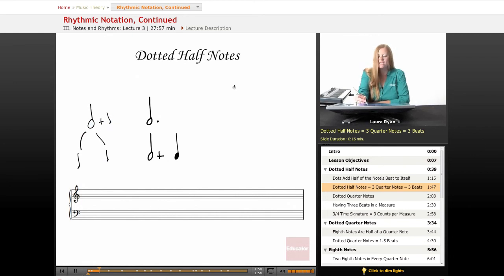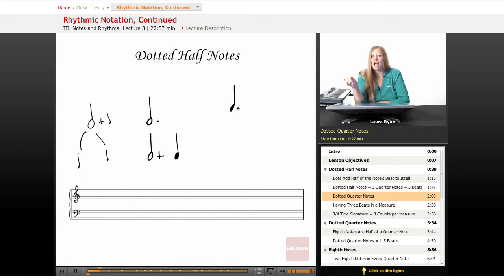So if we divide this in half, we add 1 quarter note. Now, if we have a dot next to a quarter note, we'll look at that in a second because there are 2 eighth notes in a quarter note. That's something we're learning in this lesson. So when you put a dot next to a quarter note, you add an eighth note. So that makes this equal 1.5 beats. Let's stick with half note for now. It's a little easier to understand.